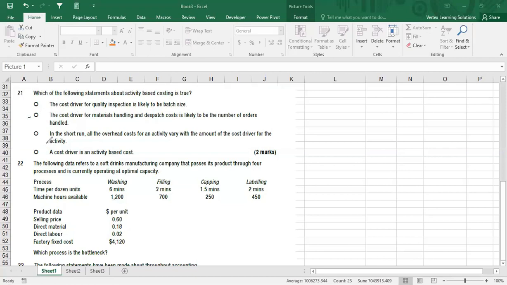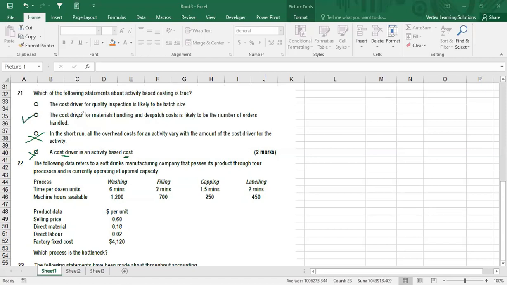Let's read other options. In the short run, all the overhead costs for an activity vary with the amount of the cost driver for the activity. No, they don't vary. They are strict, these fixed costs. They are like constant per driver. A cost driver is an activity-based cost. No, cost driver is not a cost. Cost driver is the number of activities. This is also false. So this is the answer.